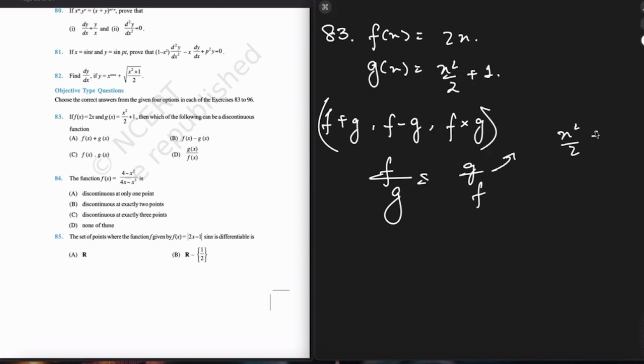x square by 2 plus 1 upon 2x. So when x is equal to 0, then this function is discontinuous. At x is equal to 0, there is discontinuity in this function. Alright.